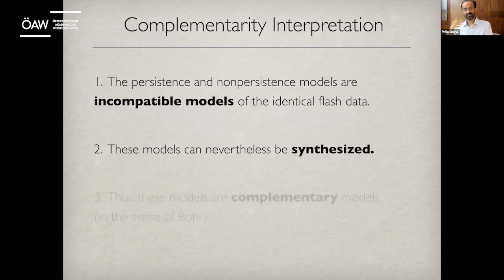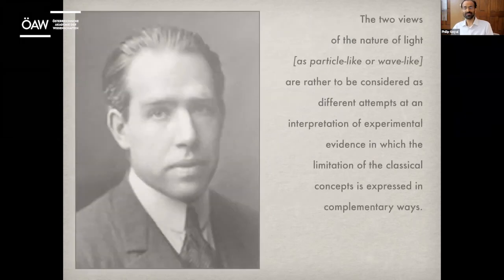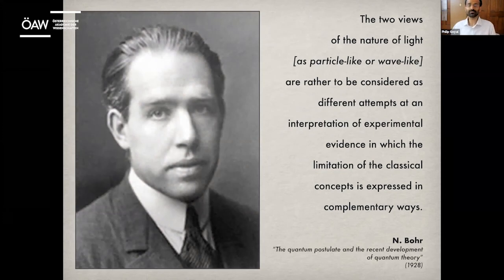And on the basis of these observations, I would put it to you that these models are really complementary models in the sense of Bohr, in the sense that Bohr meant it. Now, to just disambiguate, Bohr did articulate different conceptions of complementarity during the 30 or so years that he wrote about it. But the conception I'm referring to is his earliest conception, which I really think is the one that hits the nail on the head. So here he is talking about the nature of light.